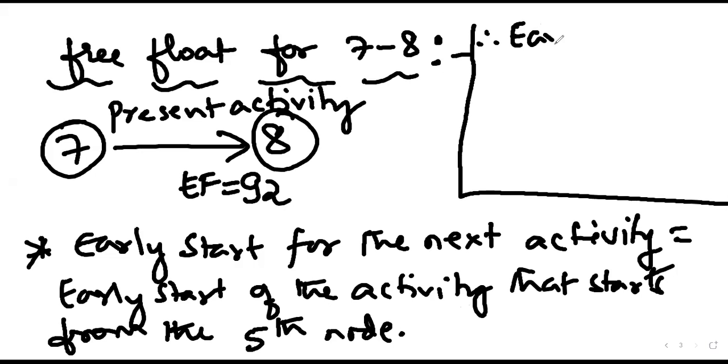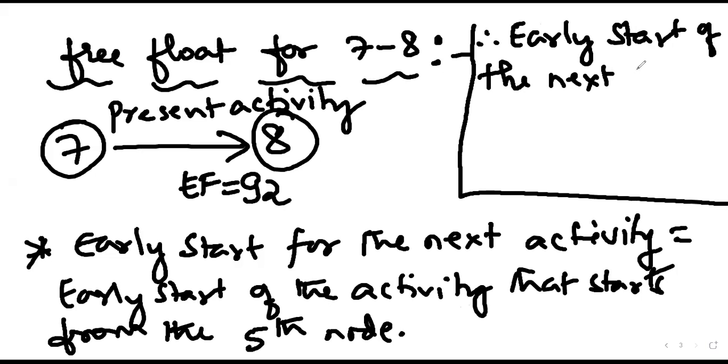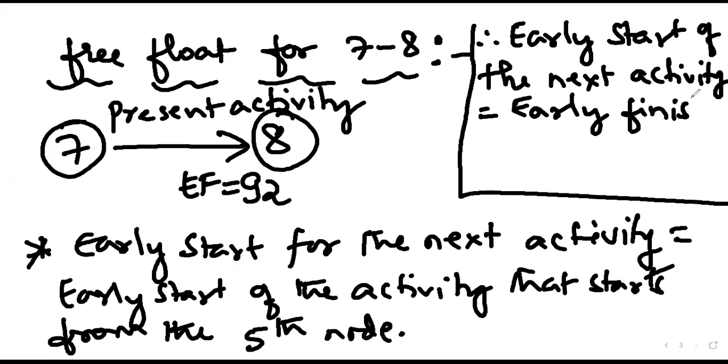Therefore, the early start of the next activity is equal to the early finish of 7-8, which is equal to 92. So in which case it will be 0. In which case the free float will be equal to 0.